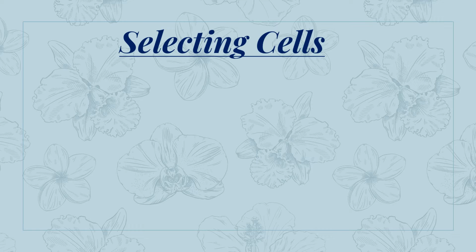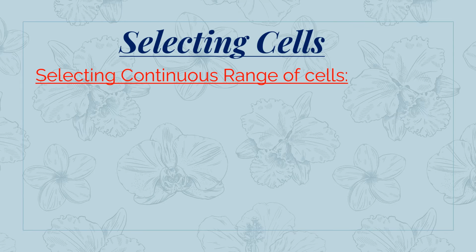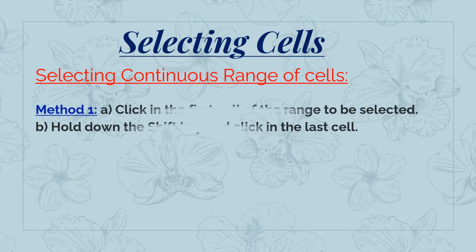So selecting cells, we can select cells in different manners. Like first of all, we will learn how you can select continuous range of cells. First method is, in order to select the continuous range, you need to click in the first cell of the range to be selected. After that, you need to hold the shift key from the keyboard and you will click in the last cell. In this way, your continuous range of cells will be selected. This was the method 1.